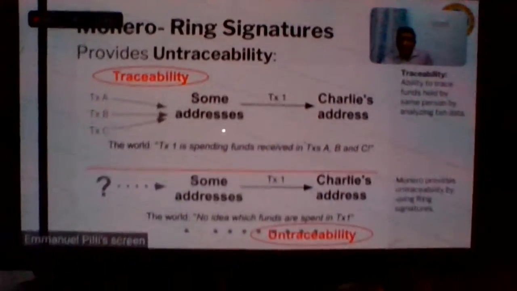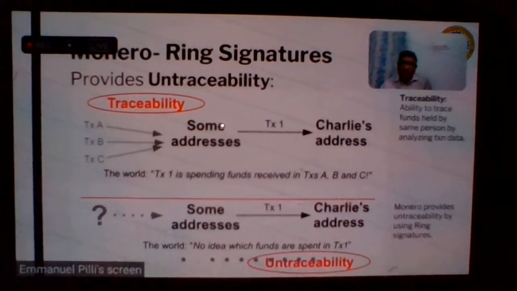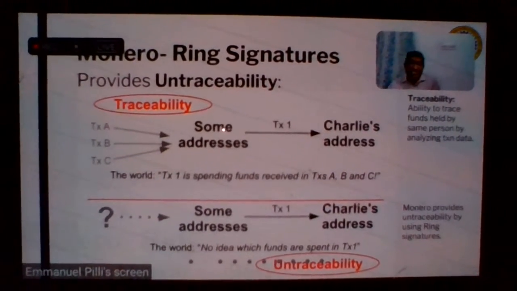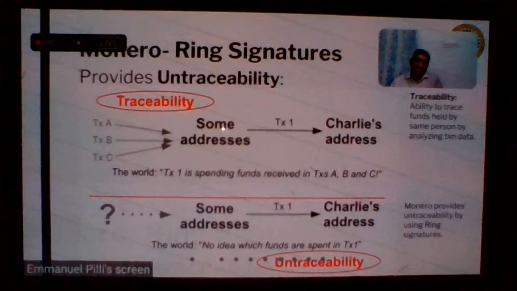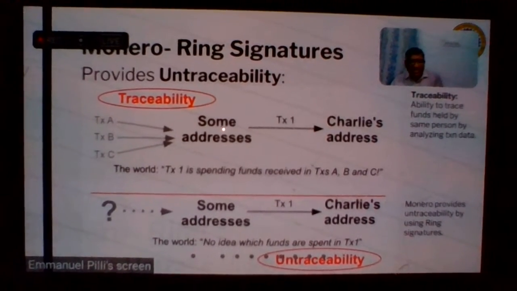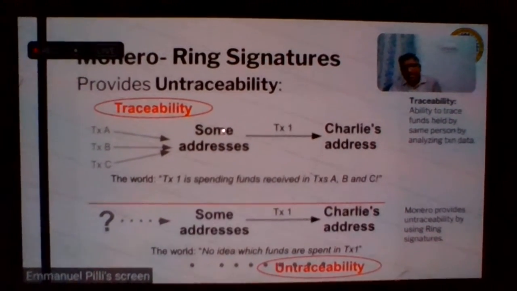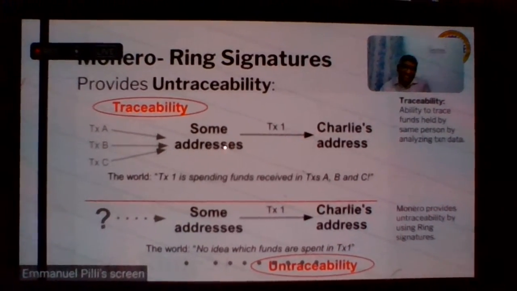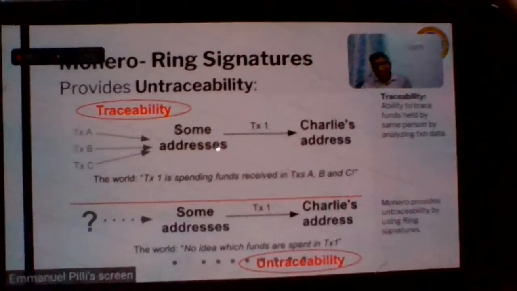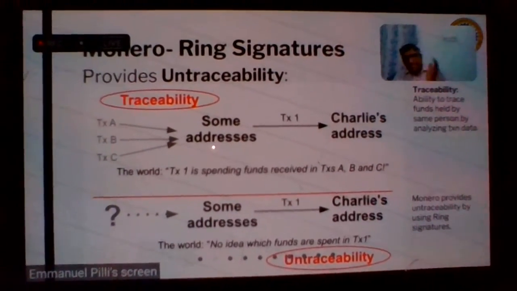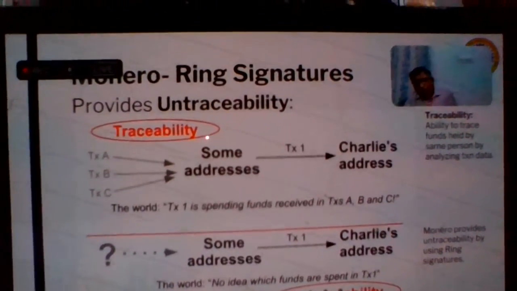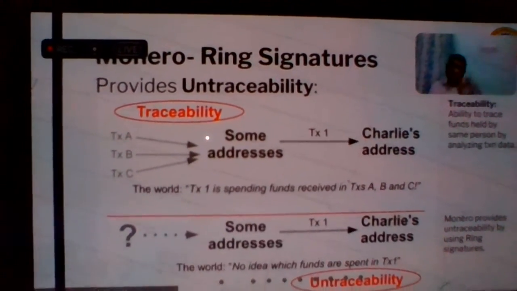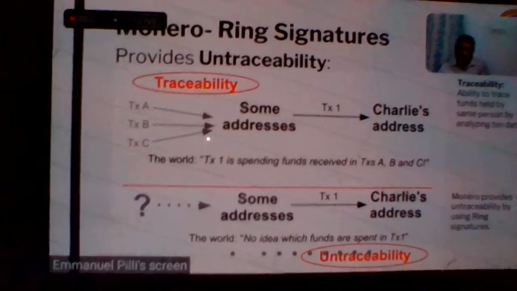So traceability is the ability to trace funds held by some person by analyzing the transaction data. Charlie is getting some funds from A, B and C. Transaction 1 is spending funds received in transactions A, B and C. Those addresses become one source here, transaction 1, and transaction 1 is going to Charlie. So Charlie is receiving money from transactions A, B and C.